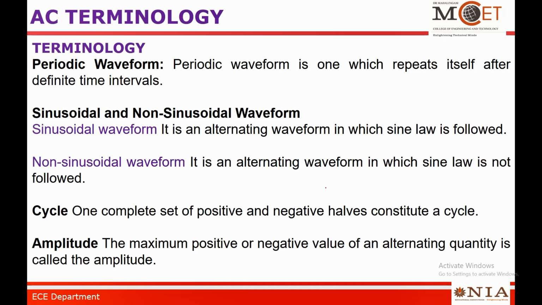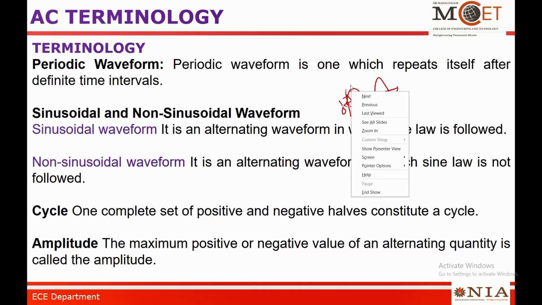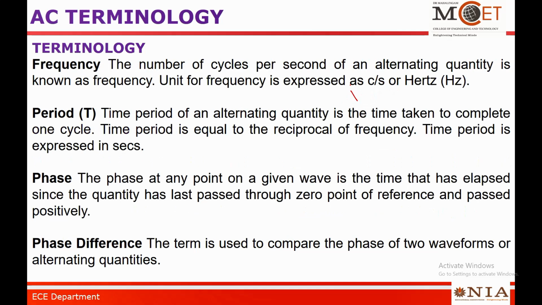A periodic waveform is one which repeats itself after a definite time interval. Like this, at the zeroth condition it is at the value of 2, and after 4 time periods it is also at 2. So this is the periodic waveform, whereas the sinusoidal and non-sinusoidal waveforms are associated with changes like this, where at condition 0 it is at 1, and it changes like this.